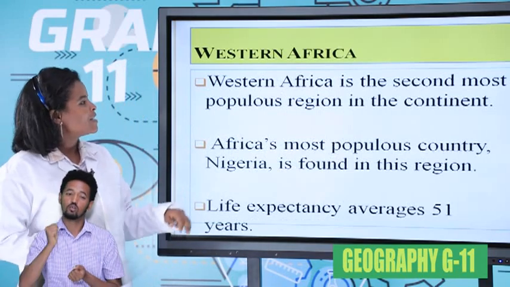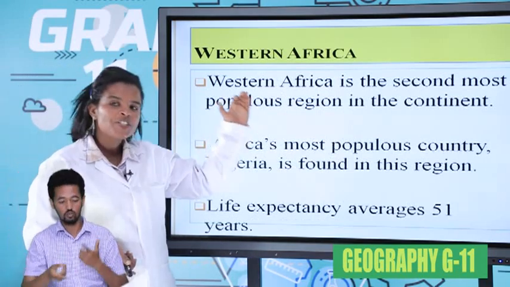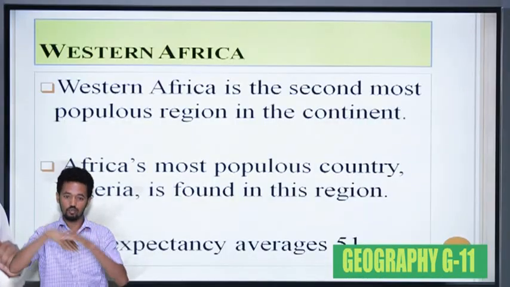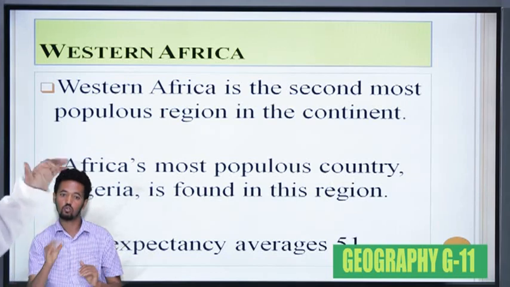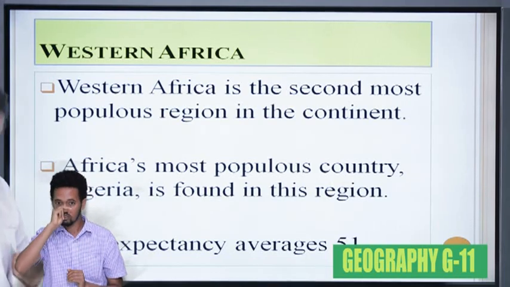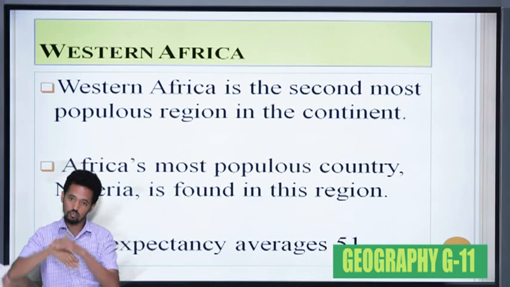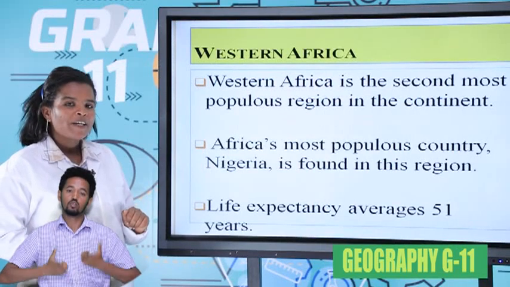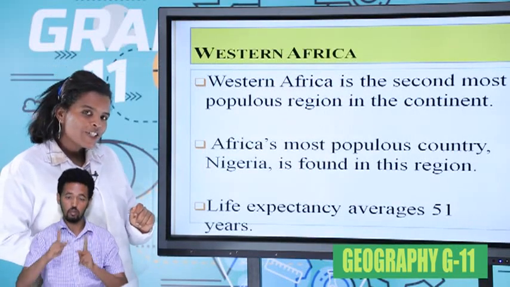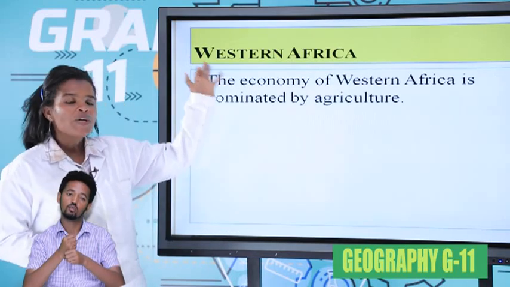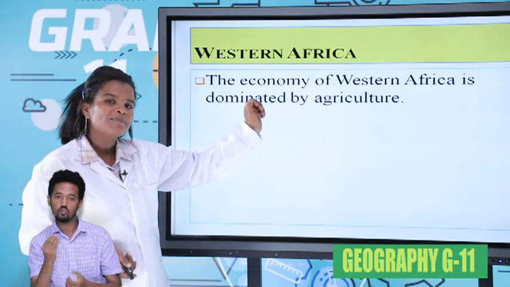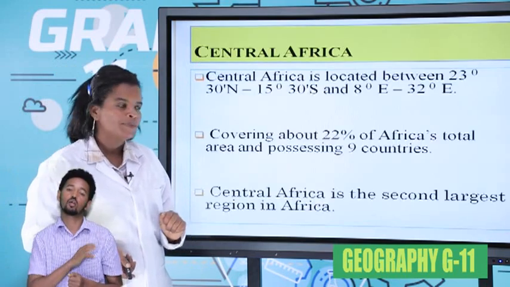Western Africa is the second most populous region in the continent. Africa's most populous country, Nigeria, is found in this region. The life expectancy of the people of this region is 51 years. The Western Africa economy is dominated by agriculture.